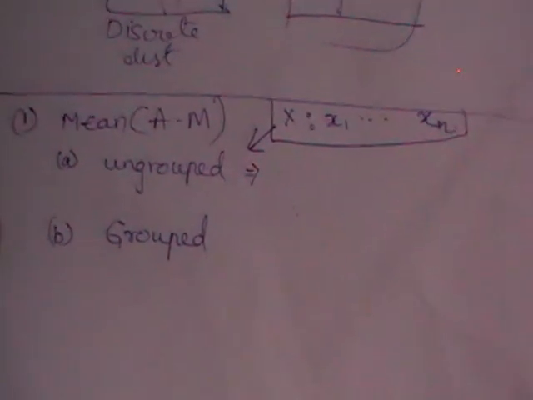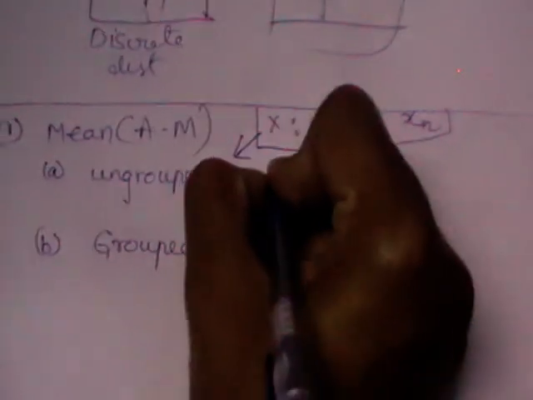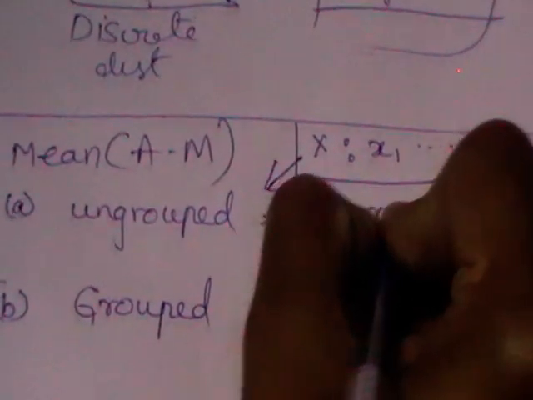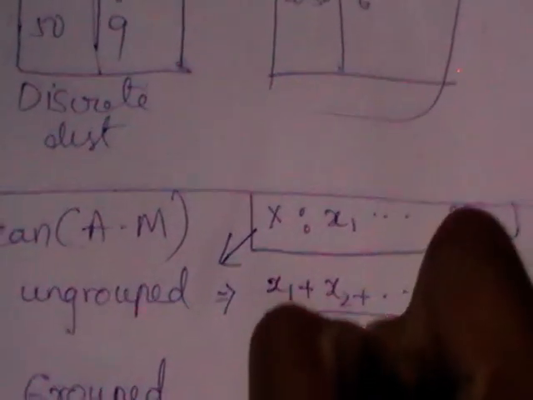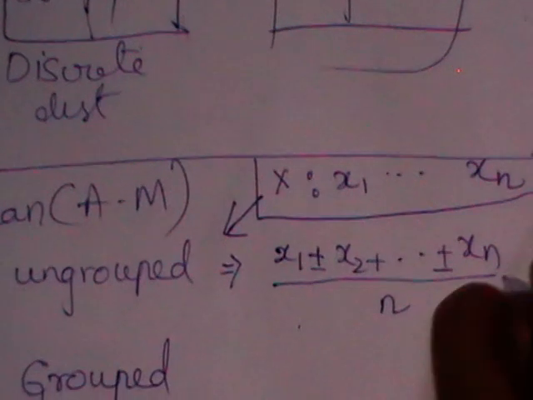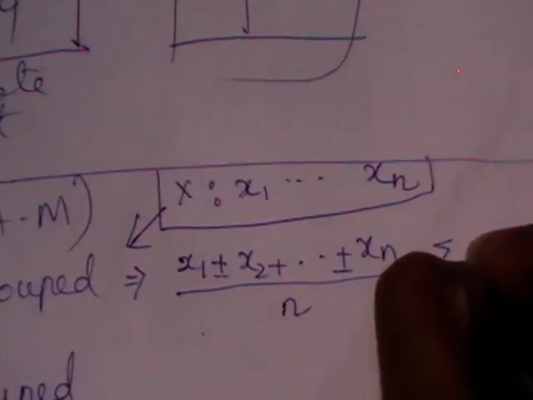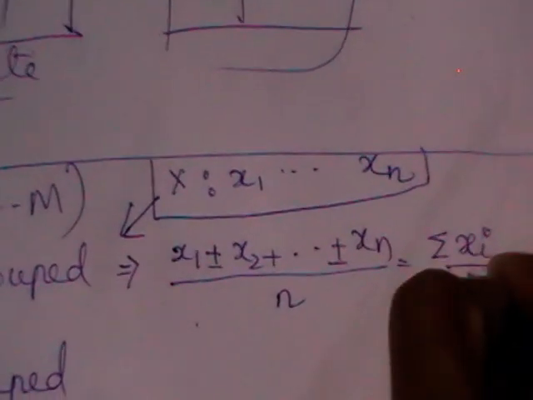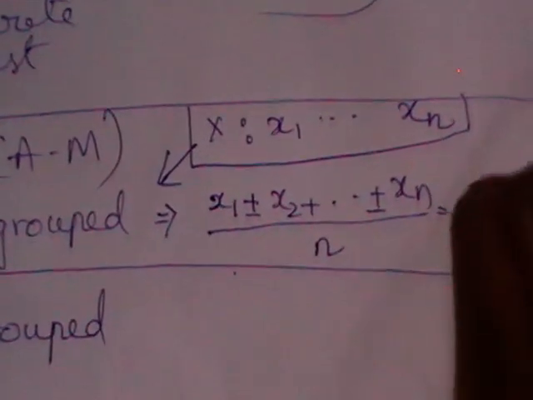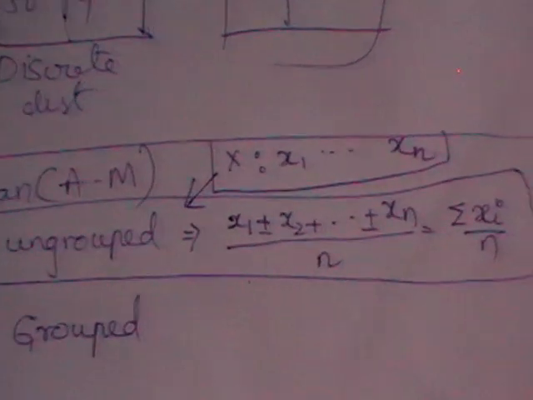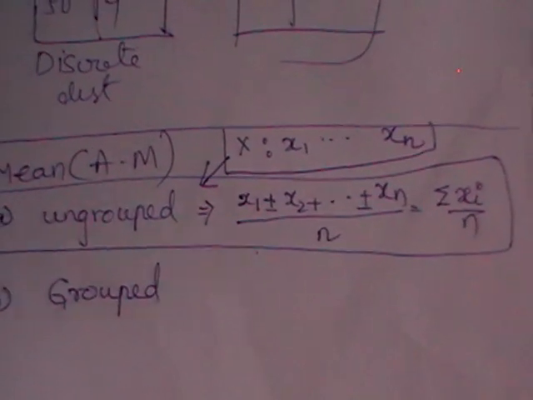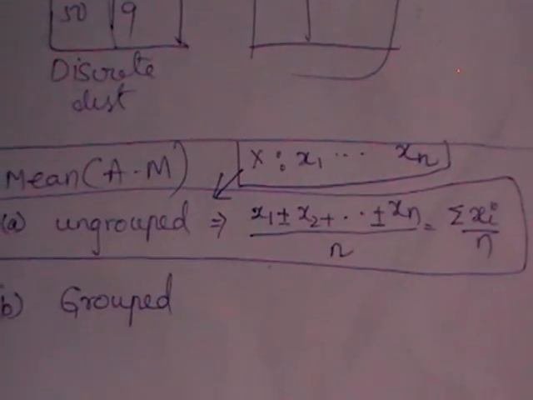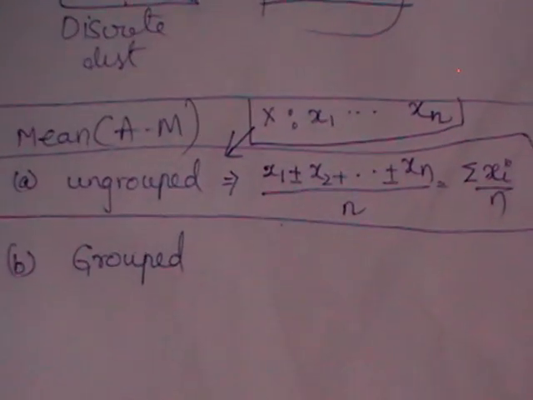So what is the sum of the observations? Sum means x1 plus x2 plus so on xn, divided by the number of observations n. Whenever these are separated with plus, we indicate that with sigma xi by n. This stands for the mean formula under ungrouped data. Ungrouped data means no frequencies are attached. We will have a number of observations, which we call ungrouped data.